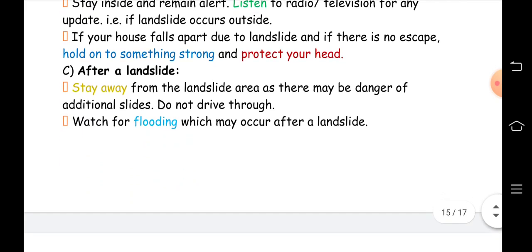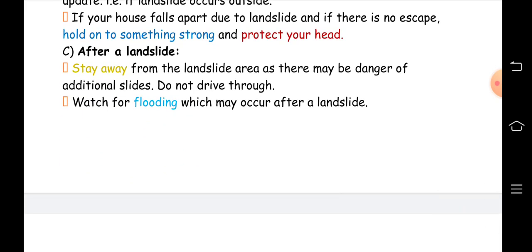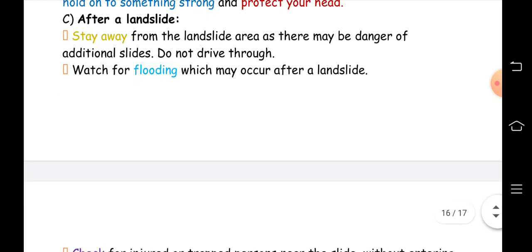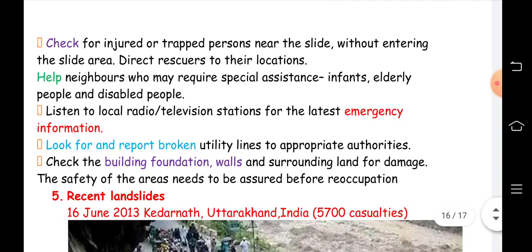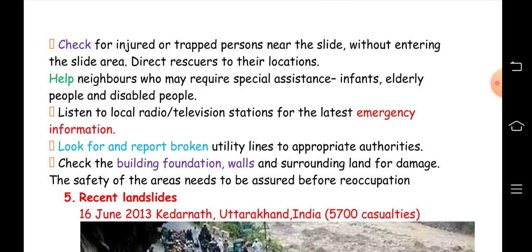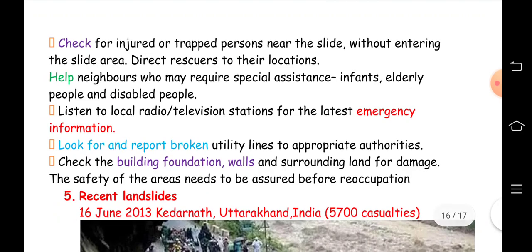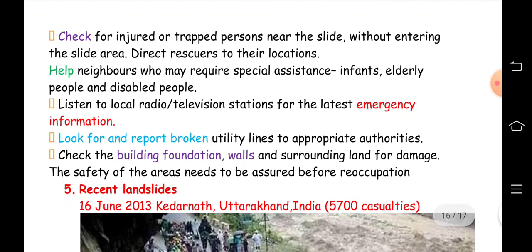Then after the landslide, stay away from the landslide. What to do after the landslide? Stay away from the landslide area as there may be danger of additional slides. Do not drive through. Watch for flooding which may occur after the landslide. Check for injured trapped persons near the slide without entering the slide area. Direct rescuers to their location.